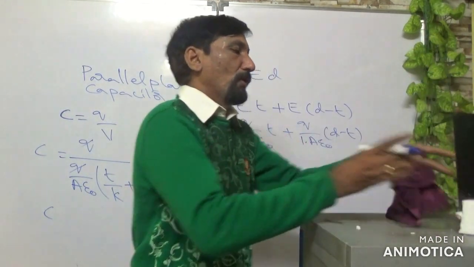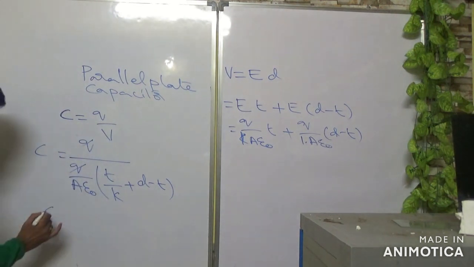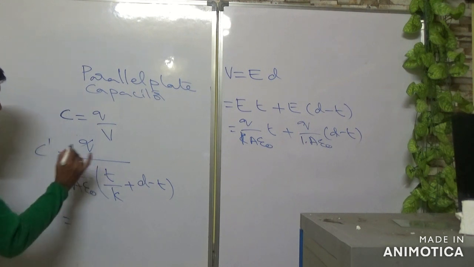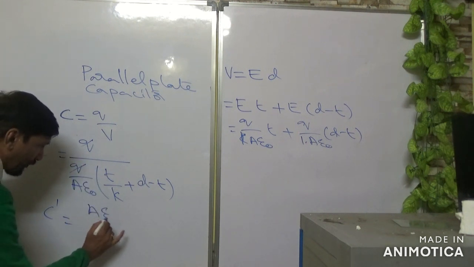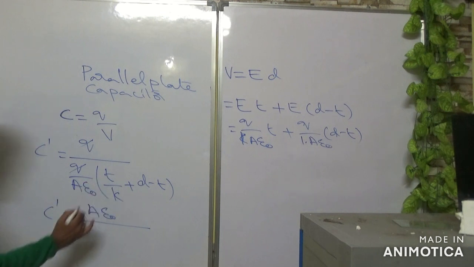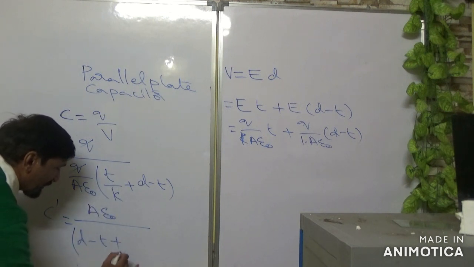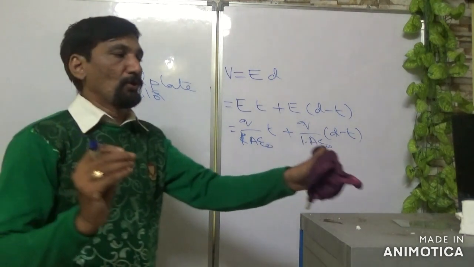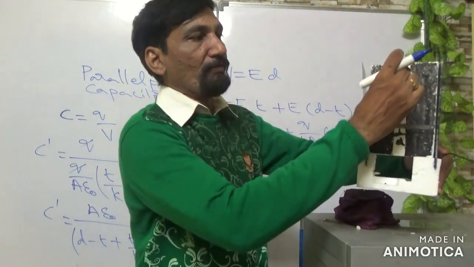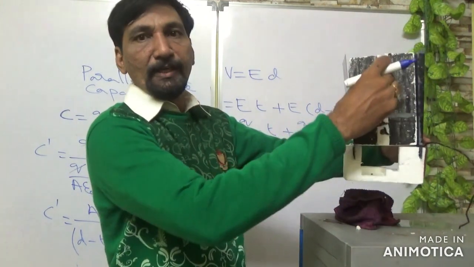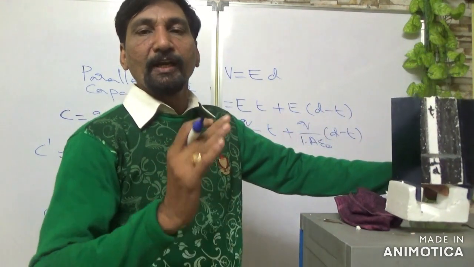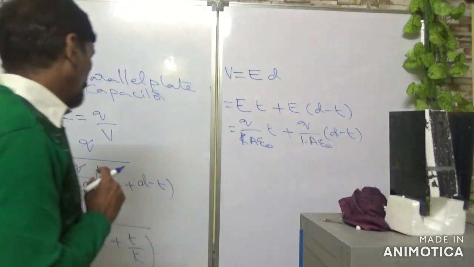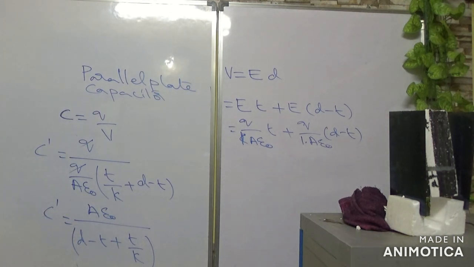Okay, then C dash, or you can take C, is A epsilon naught by D minus T plus T by K, where T is the thickness of this medium, the one which you have placed between the plates, and K is its corresponding dielectric constant. The remaining is air only. So this is the formula.